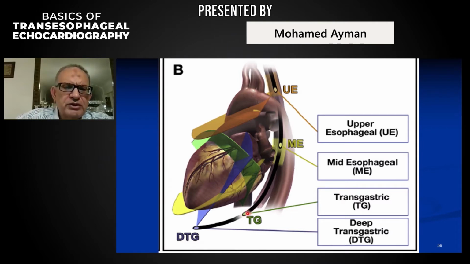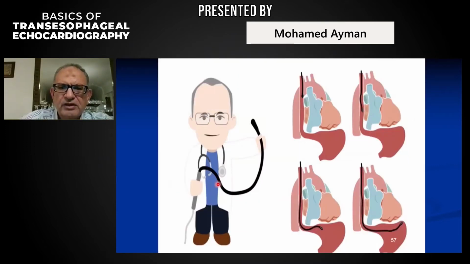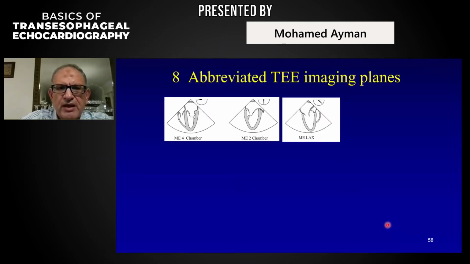Or you can push the probe much deeper, gently, down here, opposite to the apex, and you are going to have deep transgastric to check for the left ventricular outflow tract. So these are the 4 different levels I discussed with you. These are: upper esophageal, mid-esophageal, transgastric, deep transgastric.